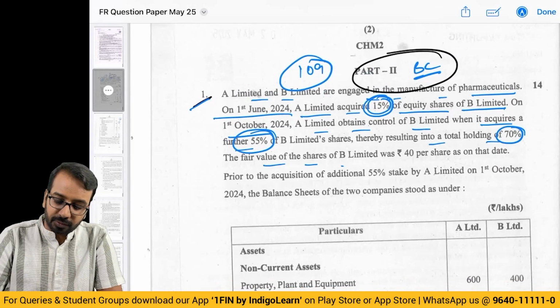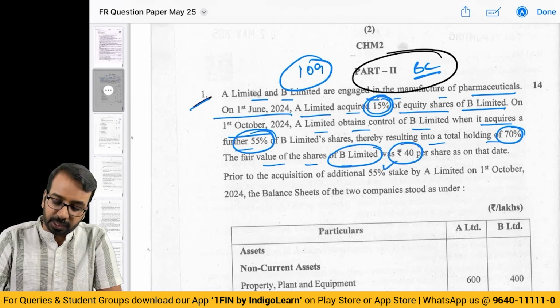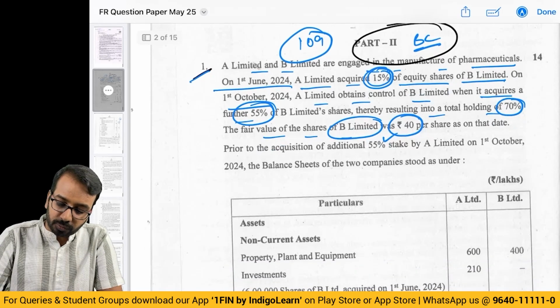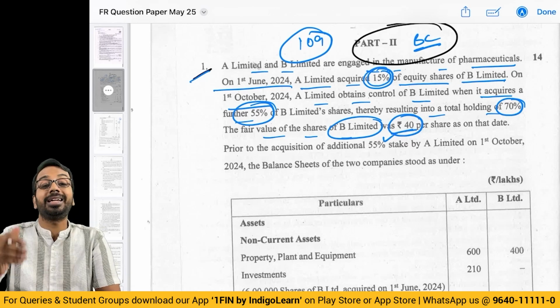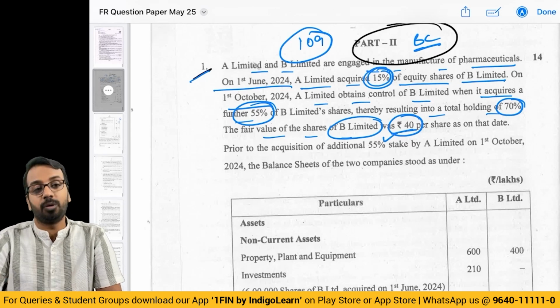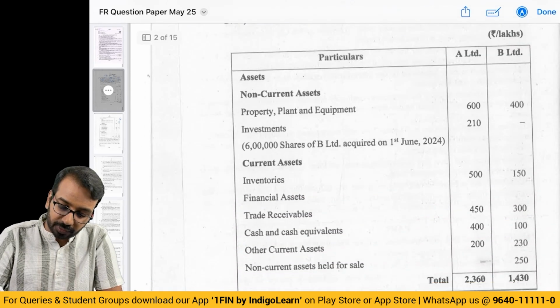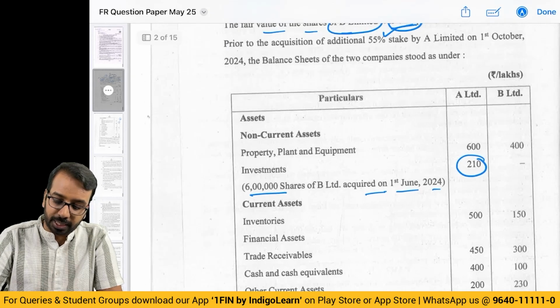Fair value of shares of B Limited was 40. Now, why is this fair value given? This fair value is given because you have to see what the fair value is on the date you have obtained control. And that fair value will be used to determine goodwill. And not only that, what is the cost? The cost given is 6 lakh shares acquired on 1st of June. The cost is 210 lakhs.